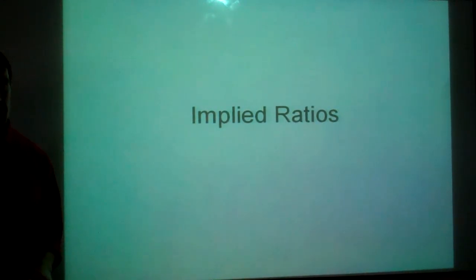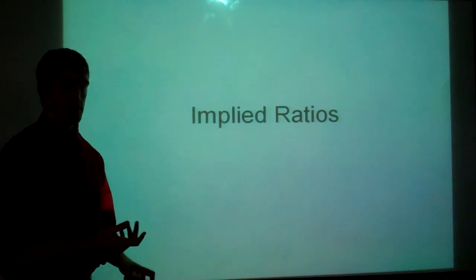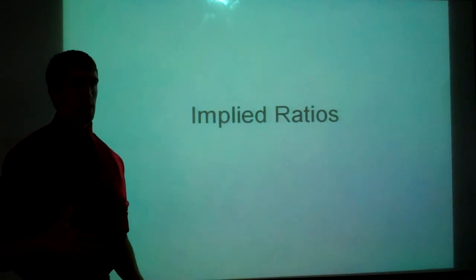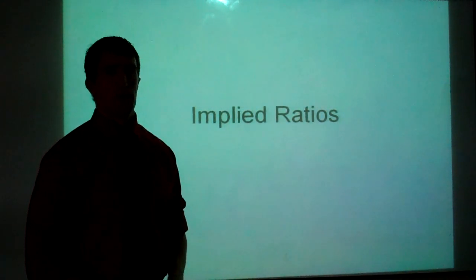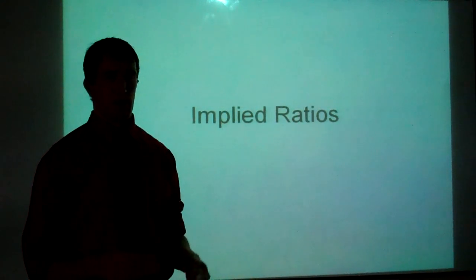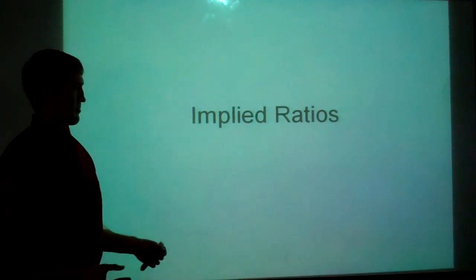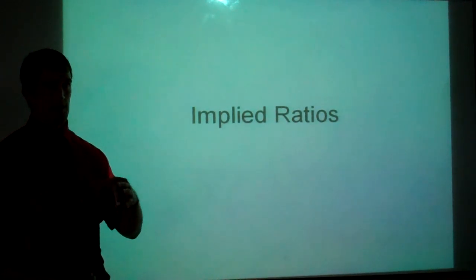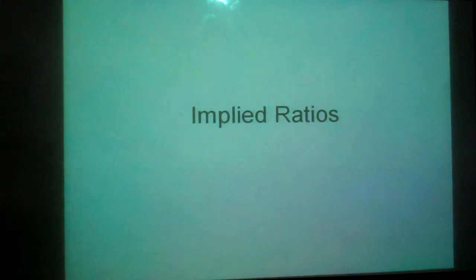Implied is a new word for us, at least in mathematics, but we've heard it before. For instance, when somebody implies something. It's something that is not necessarily said flat out, but it's kind of hidden, but it's there if you imply something. So this talks about ratios that are there, but might not be said or given flat out. So let's take a look at what that might look like.